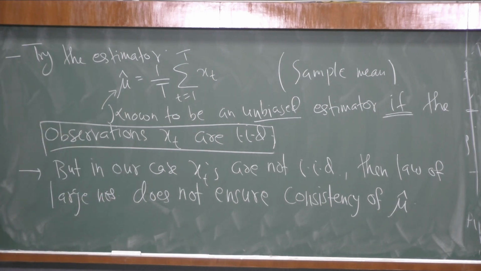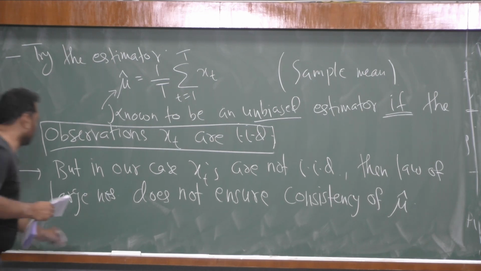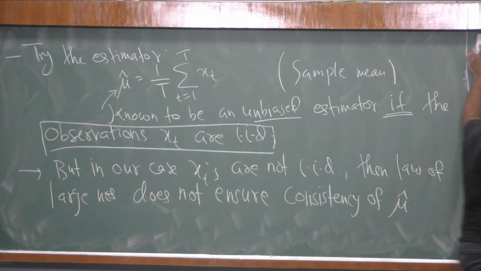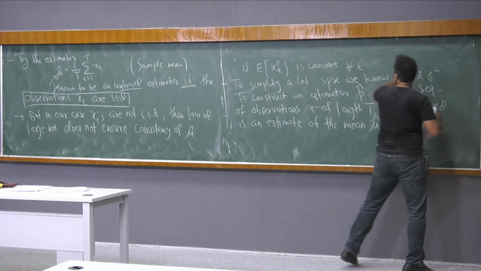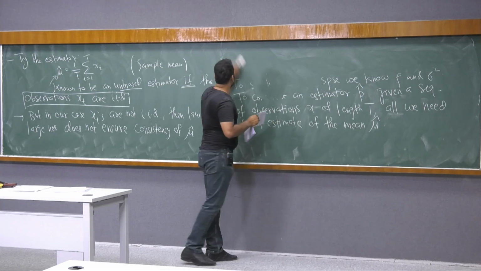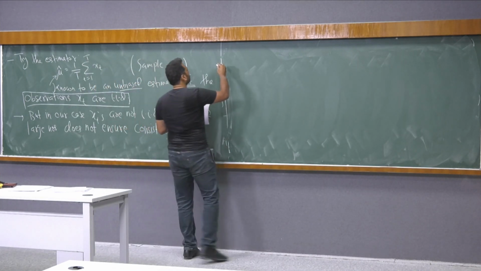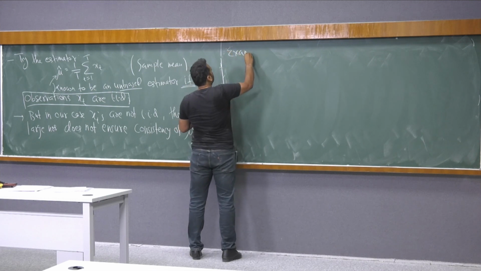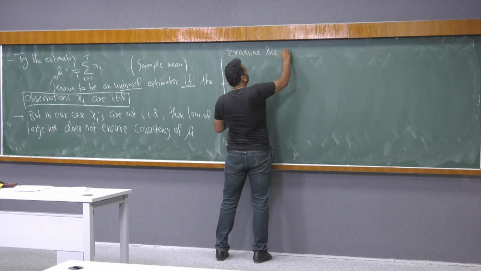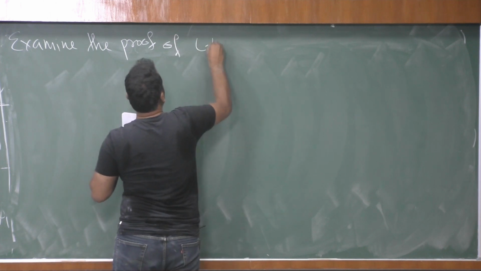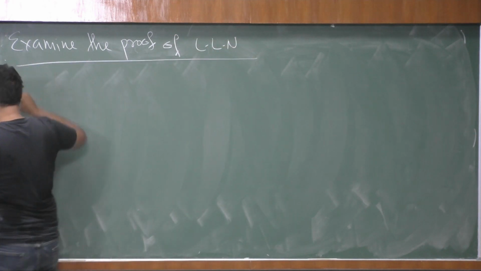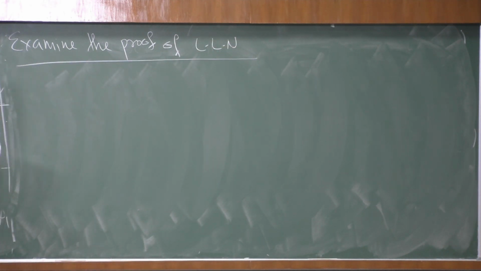So what do we do? We will go back to the proof of the weak law of large numbers, and we will see what we can tweak there to get some estimator, which may not be the sample mean, but which may be something else. So let us examine the proof of the law of large numbers, and from there we will get the hint. In the law of large numbers, we make use of Chebyshev inequality.